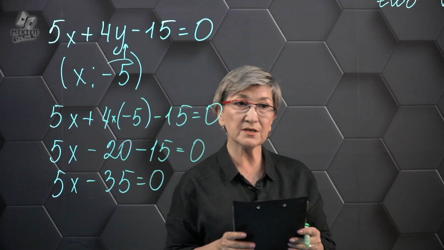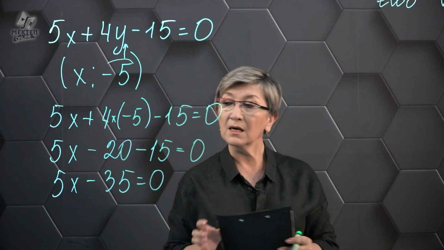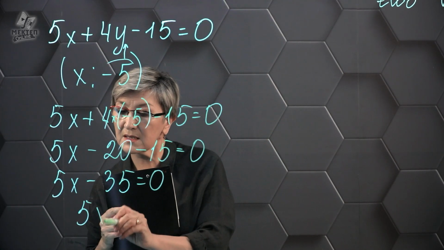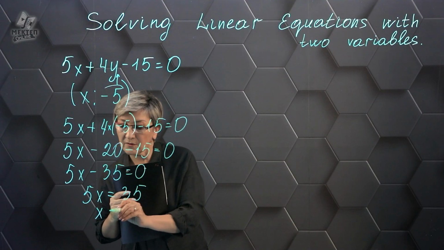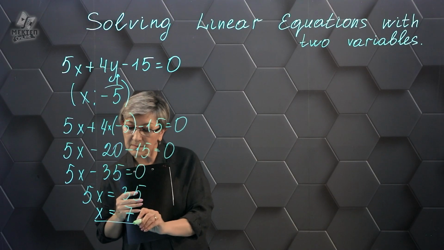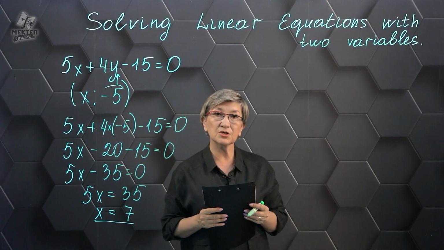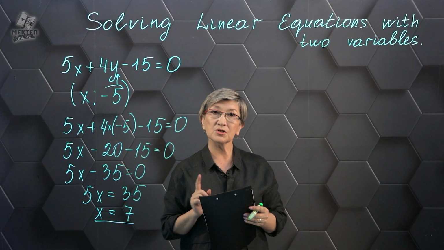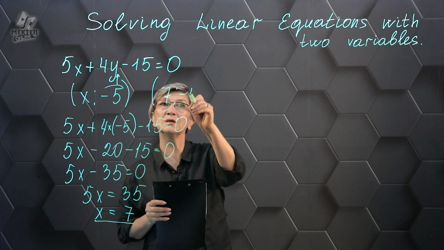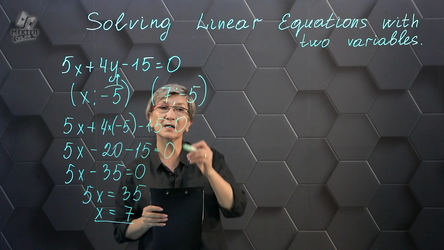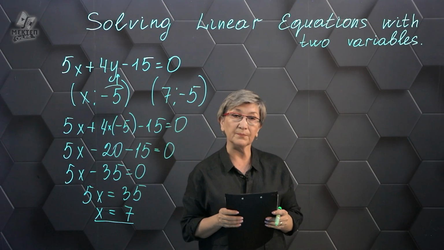And in this case, we can see that this is an equation with one variable and we can solve it. 5x equals 35. And from this equation, x equals 7. And so we found the value of the variable x and we can write down a pair 7 and minus 5. And that pair is the solution to our equation.